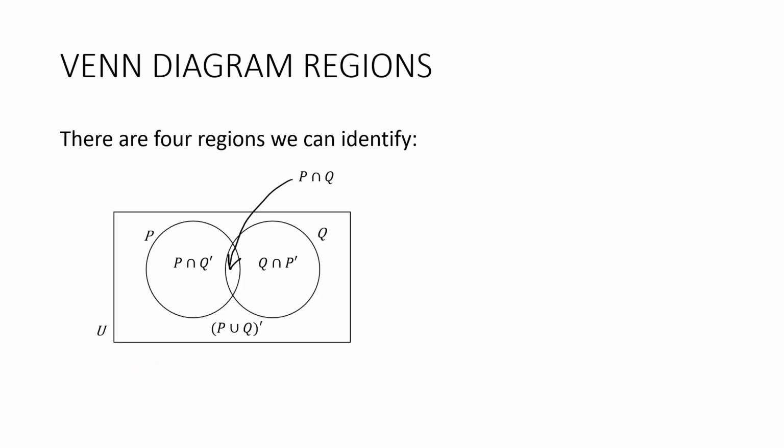There are actually 4 regions that we can identify. So we're fairly confident with this one. That's the intersection between P and Q. We just learnt these two. So P intersection Q graph and Q intersection P graph. And outside here, we have everything outside of these circles. So that's the union, and we want the complement of that union.